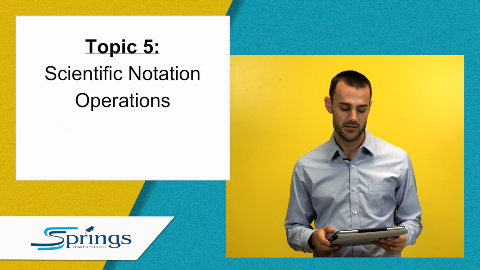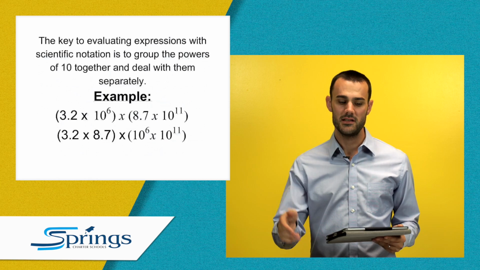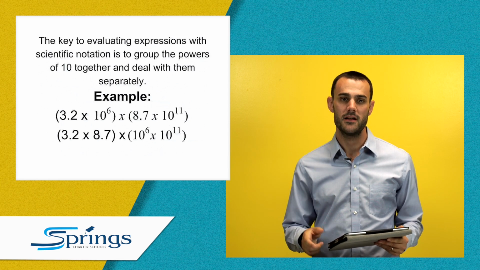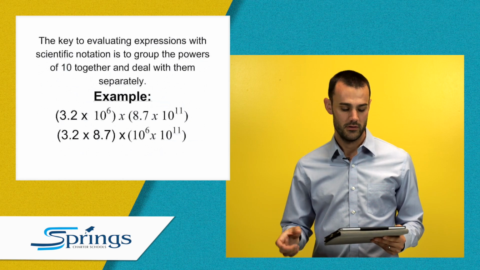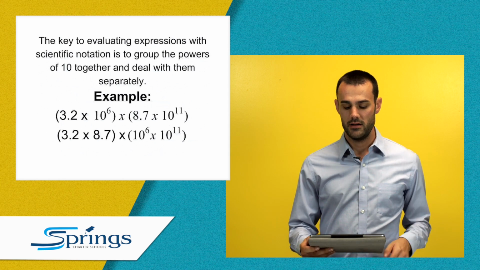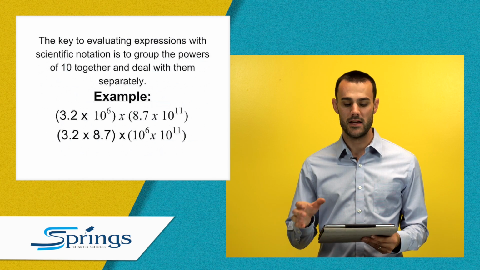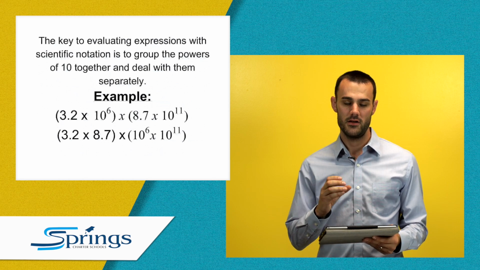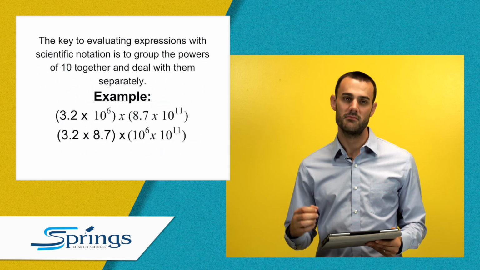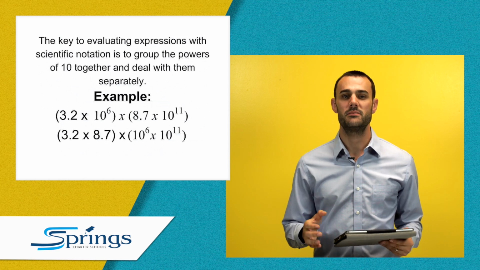Last topic we discussed in this chapter: scientific notation and the operations that go with it. The key to evaluating expressions with scientific notation is to group the powers of 10 together and deal with the other items on their own. So let's look at an example: 3.2 times 10 to the 6th power times 8.7 times 10 to the 11th power. We need to separate those items. In one set of parentheses, I now have 3.2 times 8.7. In my other set of parentheses, I have 10 raised to the 6th power times 10 to the 11th power. We've separated them. Now we need to deal with them individually.